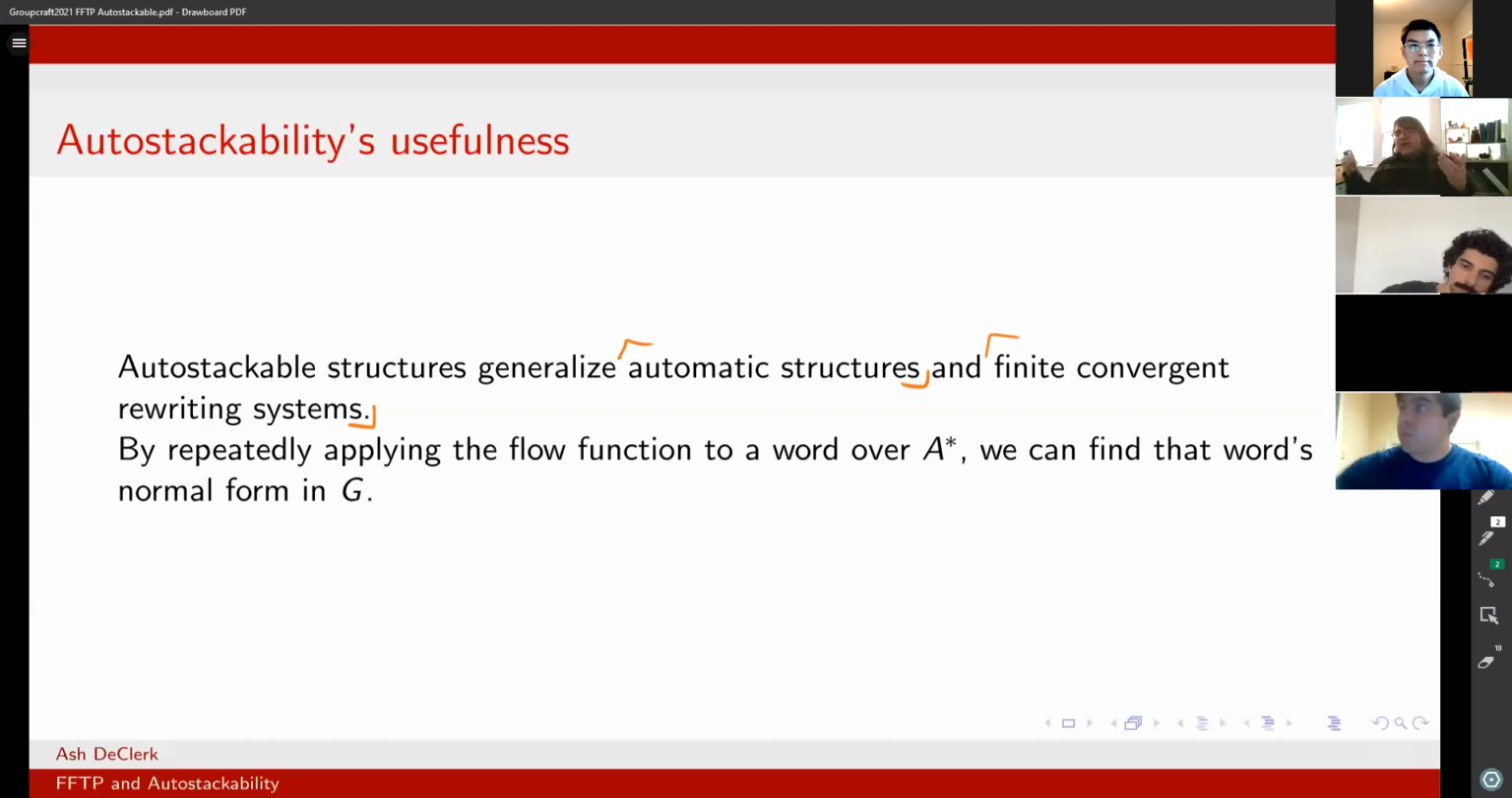And autostackability, you do the same basic thing. So you can solve the word problem using autostackability. Basically, what you do is you repeatedly apply the flow function to whatever word you're trying to find the normal form of. And the regular language part of the definition for autostackability, that's basically just to make sure everything is nice and computable.